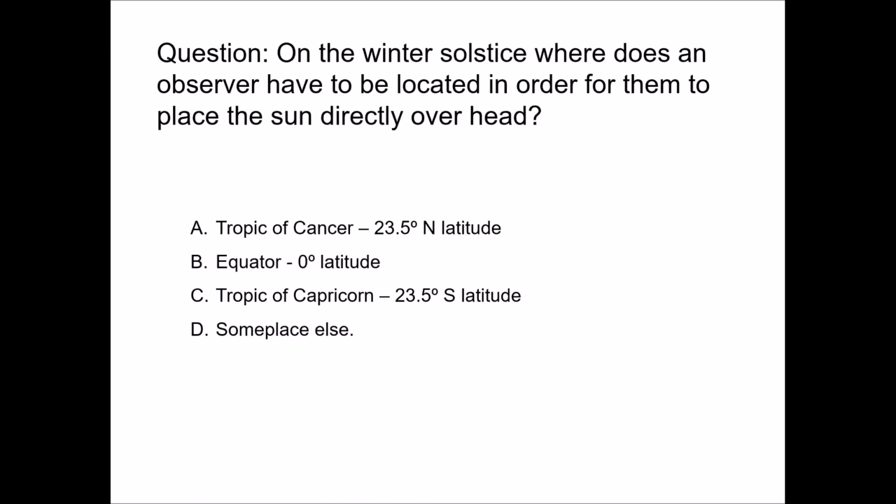All right, last question here, a little bit more challenging. On the winter solstice, where does an observer have to be located in order for them to place the sun directly overhead? All right, think about that for a moment. And the answer is C. Okay, the winter solstice would be on zenith if you went past the equator and you went all the way down to 23.5 degrees south.